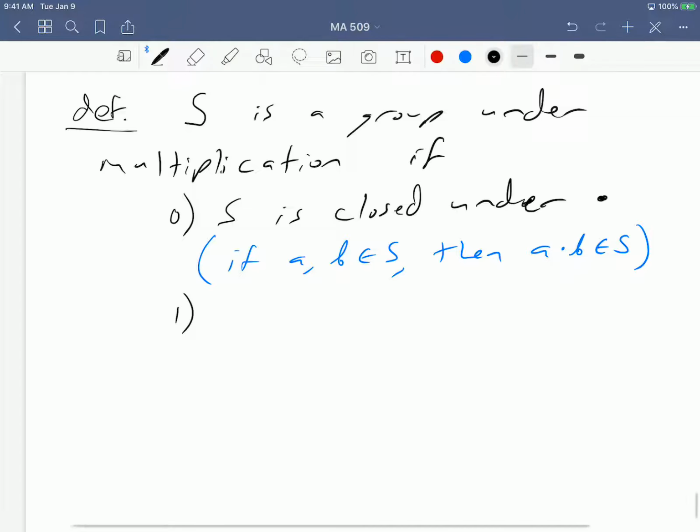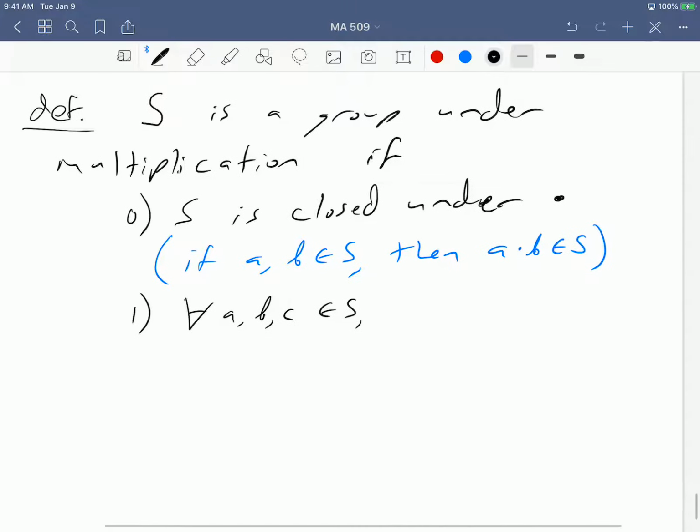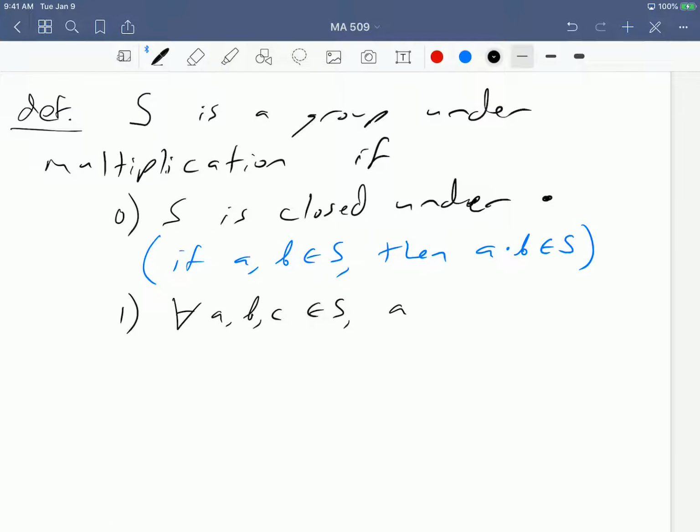Associative in this setting would be for every A, B, and C in S, we would need that A times B, times C is equal to A times B times C. So that's the associative property of multiplication.